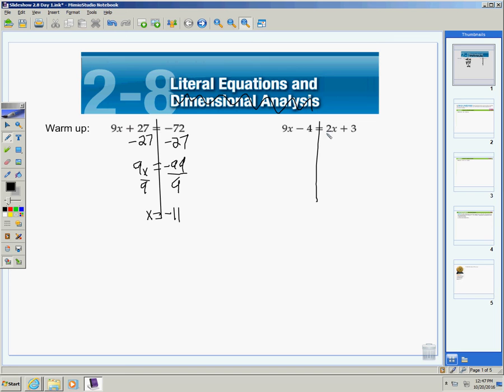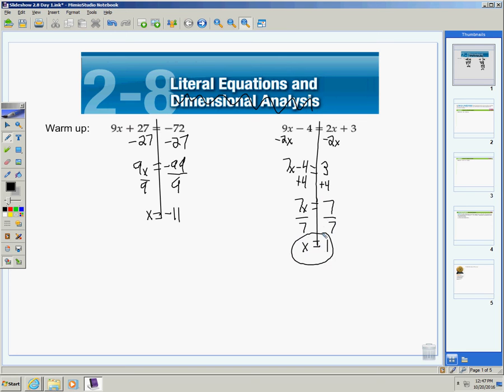Over here on the right equation, I've got a variable on both sides, so I have to subtract 2x from each side. I get 7x minus 4 equals 3. Then I would add 4 to each side, and then I have 7x equals 7. Then I would divide each side by 7 and get x equals 1.